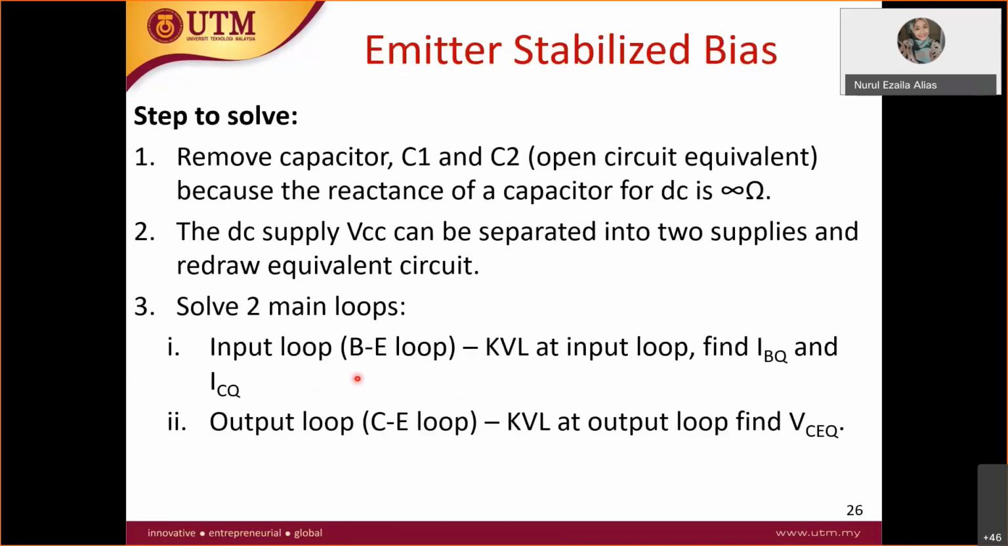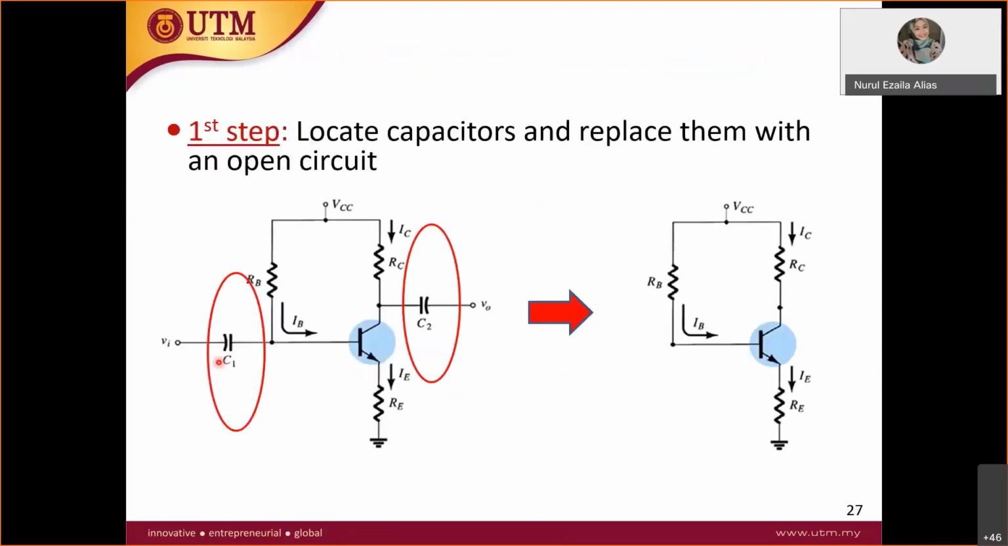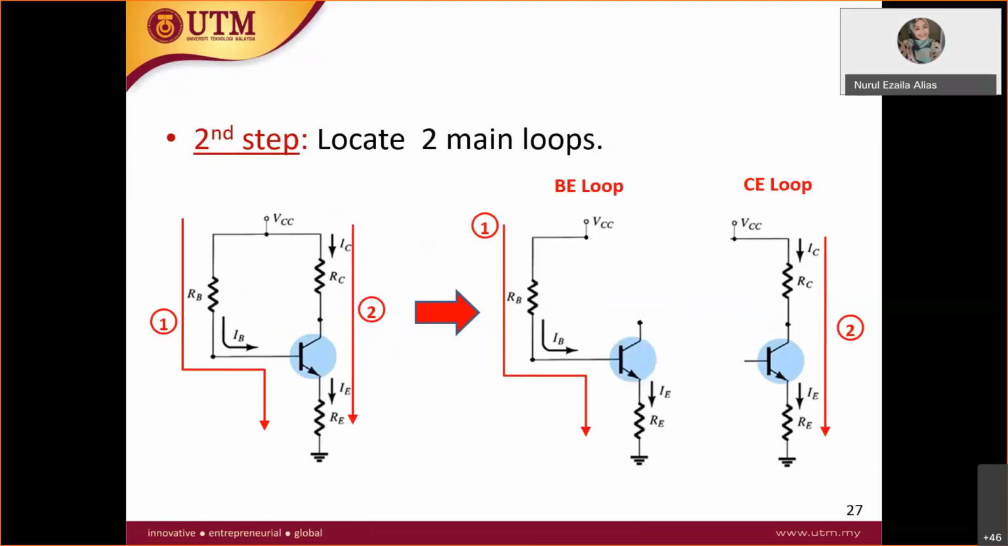Steps to solve it. First step, you open circuit the capacitor. So the circuit will turn into like this. You have base, collector, and emitter here, and you have the resistors. Second step, you separate between input loop and output loop. Input loop is from base to emitter. Output loop is from collector to emitter.